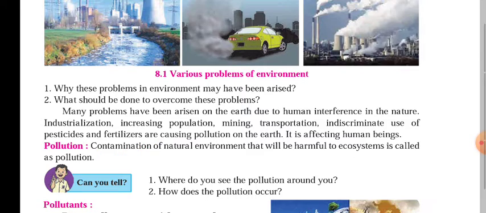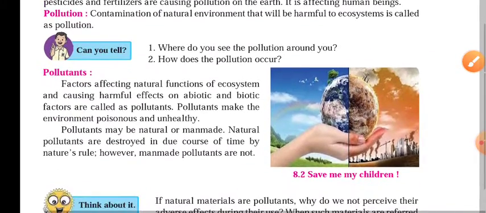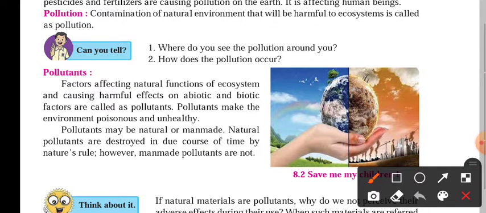When we talk about pollutants, according to your textbook, factors affecting the natural functions of the ecosystem and causing harmful effects on abiotic and biotic factors are called pollutants. That is the definition they have given for pollutants.